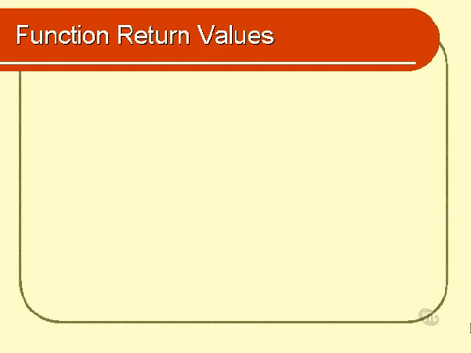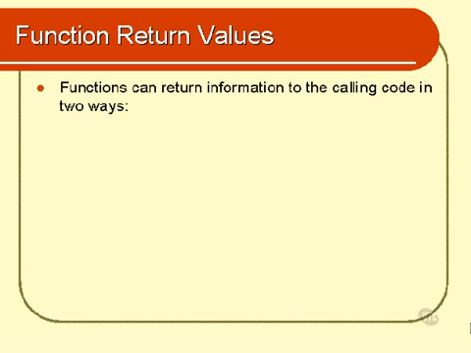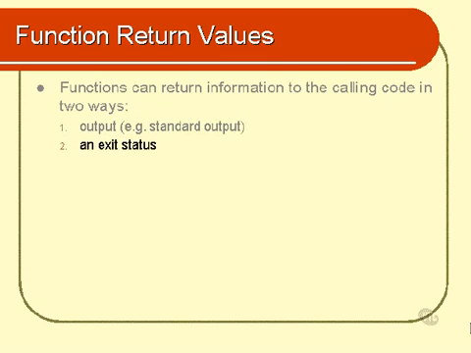So you've just seen now how to pass information in to a function. In this module I will show you how to get information back out of a function. And a function can return information to the calling environment in 2 different ways. The first is to use output, and I'm just talking about standard output. I'll go into that more in a moment. And the second is by way of an exit status.